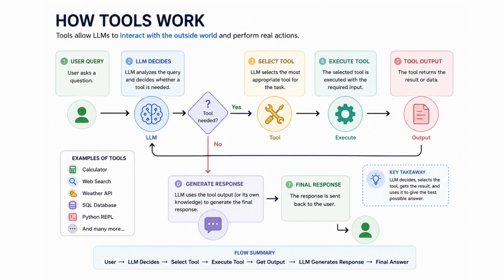So the LLM isn't directly accessing the weather data. It's intelligently deciding when to use the tool. Examples of tools are a calculator, web search, weather API, SQL database, Python REPL, and there are a lot of other tools that we can use. Then we have to understand under what conditions we need to use a tool. This is the entire workflow I have created, where everything from the user query to the final response is explained.